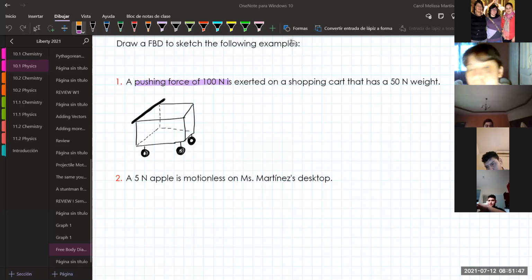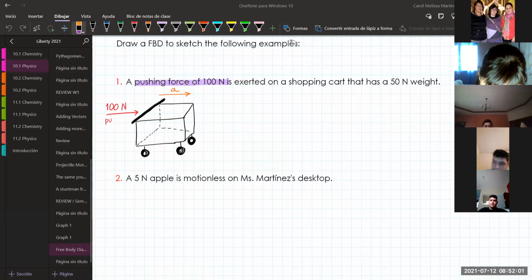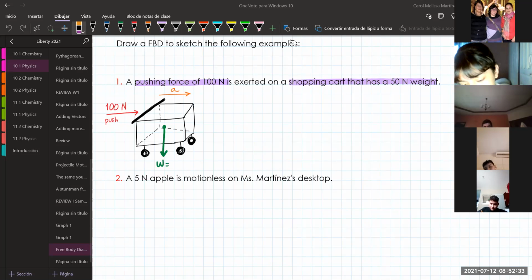Because we are pushing, the cart is going to be moving to the right, okay? And the force that is acting on it is 100 Newton, and it says that it's a pushing force, so I indicate that it is a pushing force. Then it says the shopping cart has a 50 Newton weight. So the other force that is acting on this object is the weight. And remember what we said: it comes from the center of the object downward. This is the weight and it is 50 Newton.